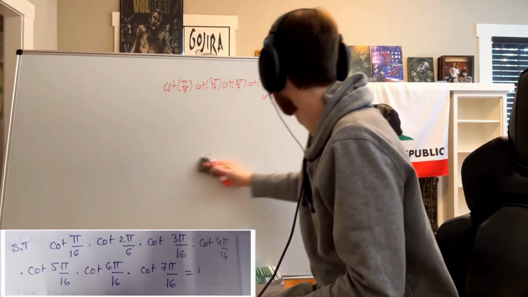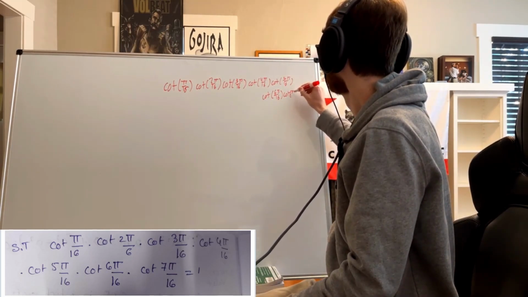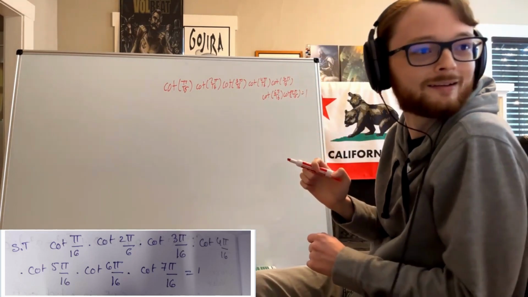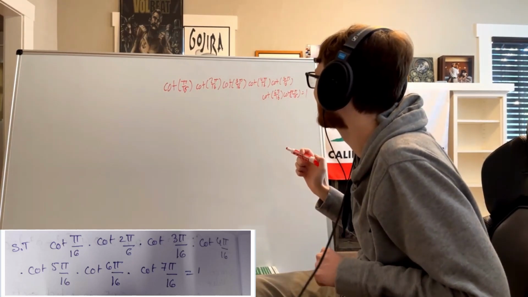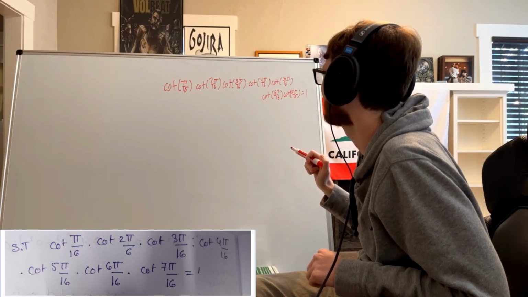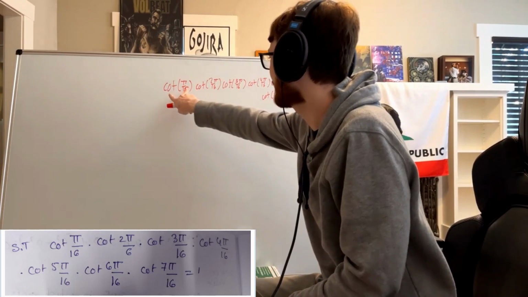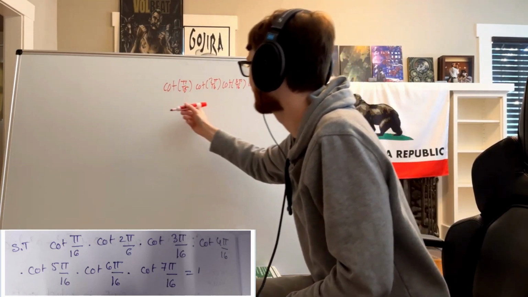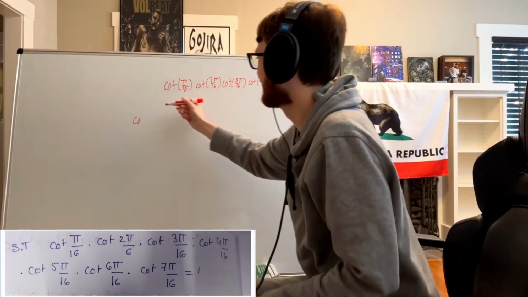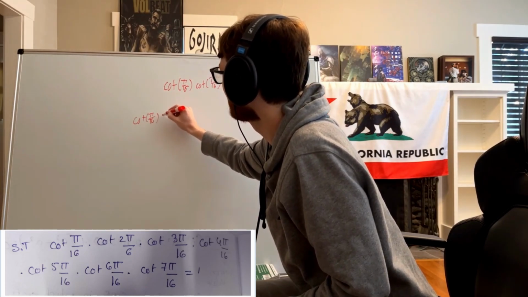Plus 1. Okay. So what the person did in their work, it seems, is they grouped this cotangent pi over 16 with the cotangent 7 pi over 16. Excuse me, whiteboard. You stay up there. So that seems like probably a good idea.